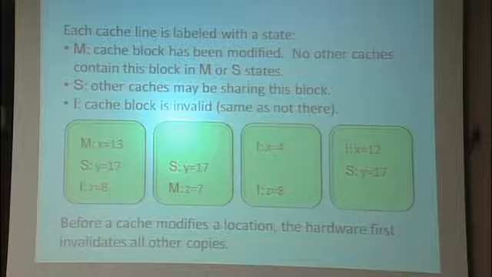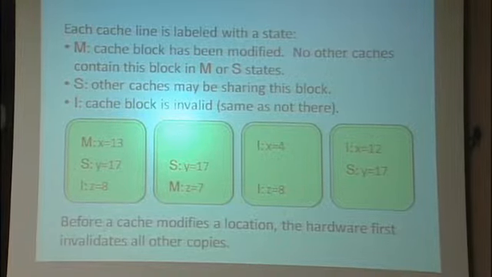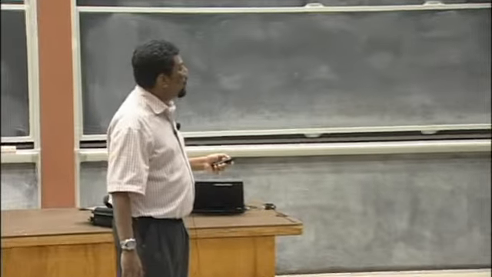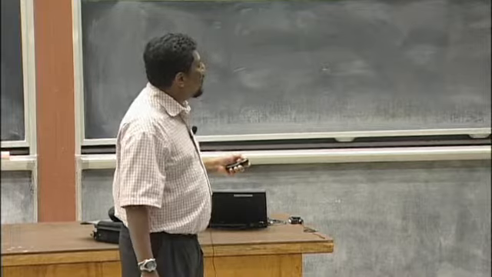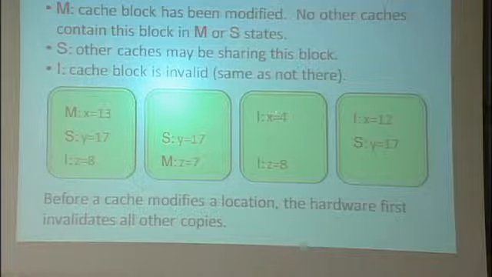So even if everybody kept a copy, when I start modifying, I have to get my own copy, and everybody else will invalidate. And then if somebody else wants to read, for example, if this guy wants to read X, basically this has to go back to shared. That means I have to get the value 13 propagated, and this becomes shared again.